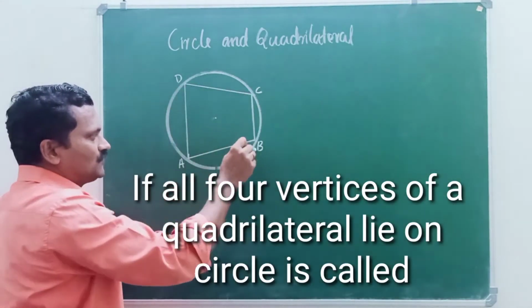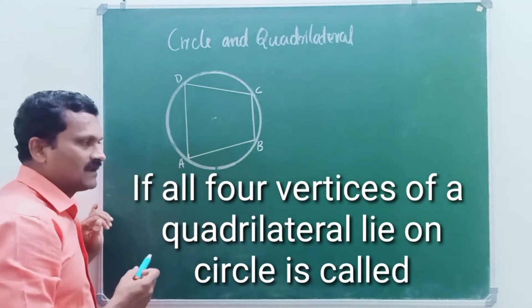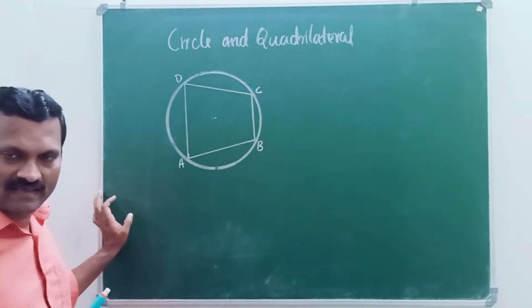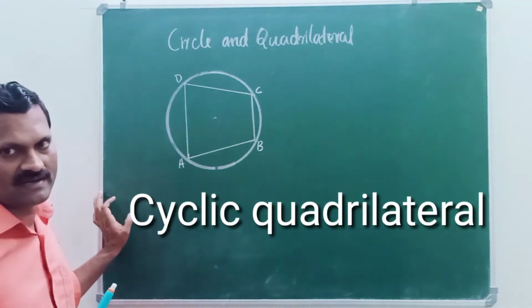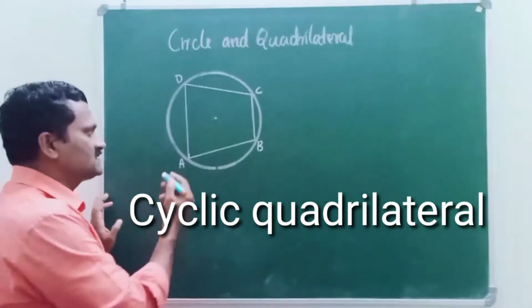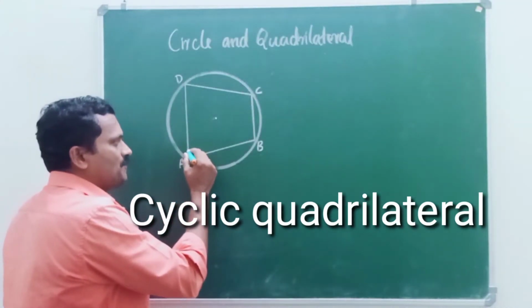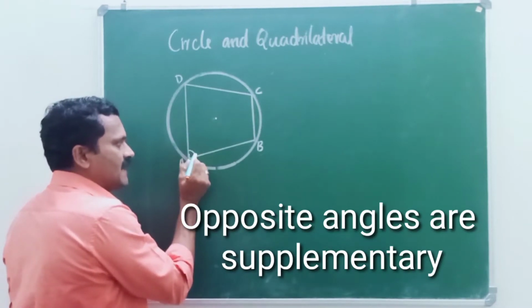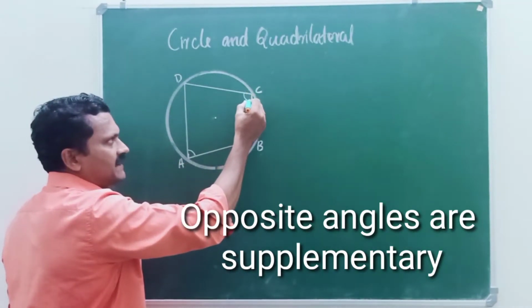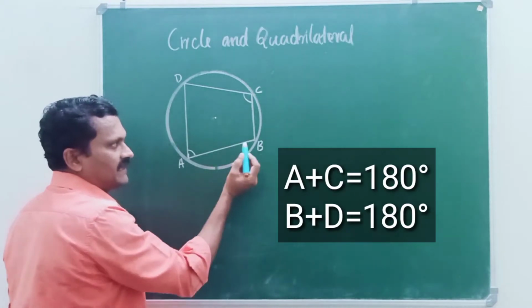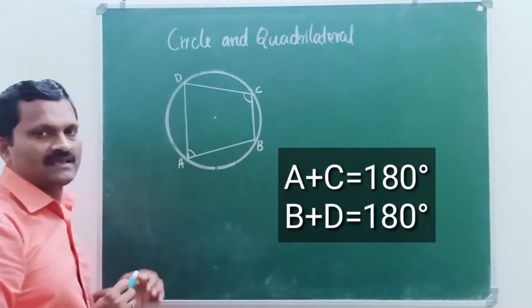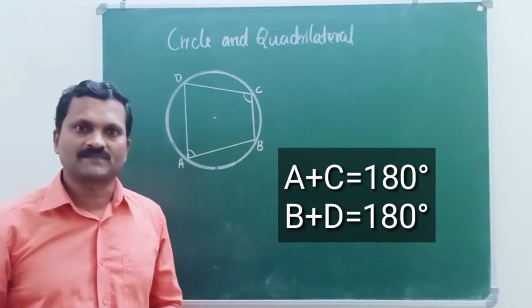If all four vertices of a quadrilateral lie on a circle, then the quadrilateral is called a cyclic quadrilateral. In a cyclic quadrilateral, opposite angles are supplementary. In this figure, angle A plus angle C is 180 degrees and angle B plus angle D is 180 degrees.